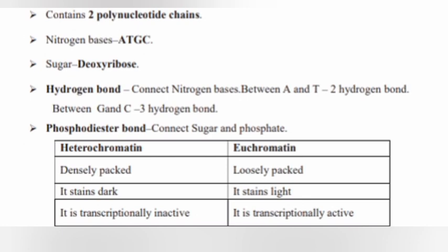Heterochromatin and euchromatin. Heterochromatin is densely packed, euchromatin is loosely packed. Heterochromatin stains dark, euchromatin stains light. Heterochromatin is transcriptionally inactive, euchromatin is active.